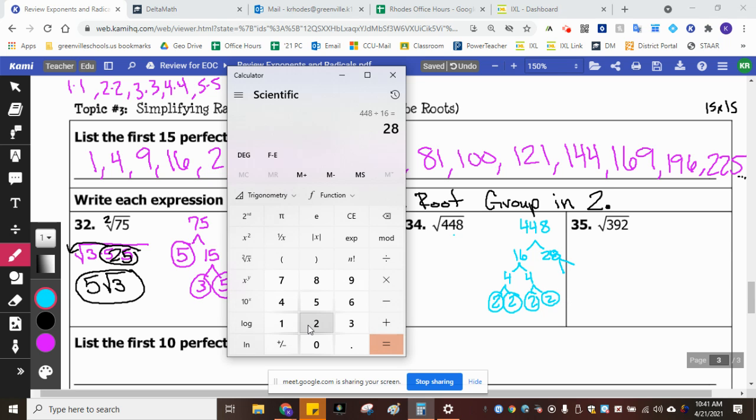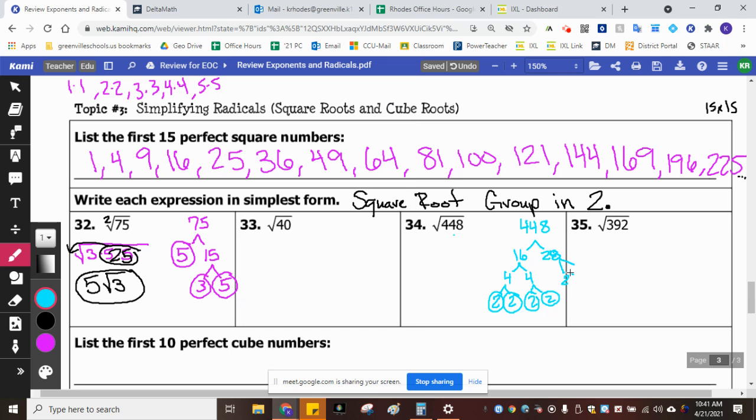28 can be 2 and 14. 2 is prime, 14 is not. And then what multiplies to 14? 2 and 7. And 7 is prime. So everything you circled goes under your radical. 6 2s and 1 7.